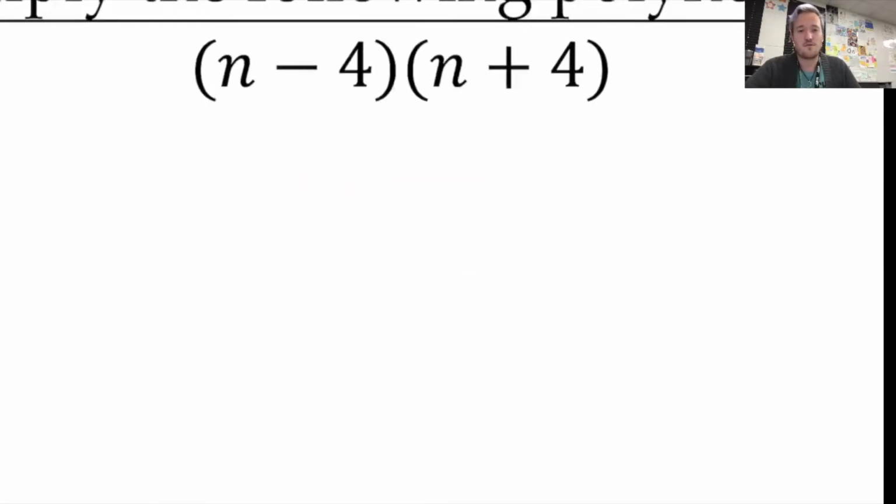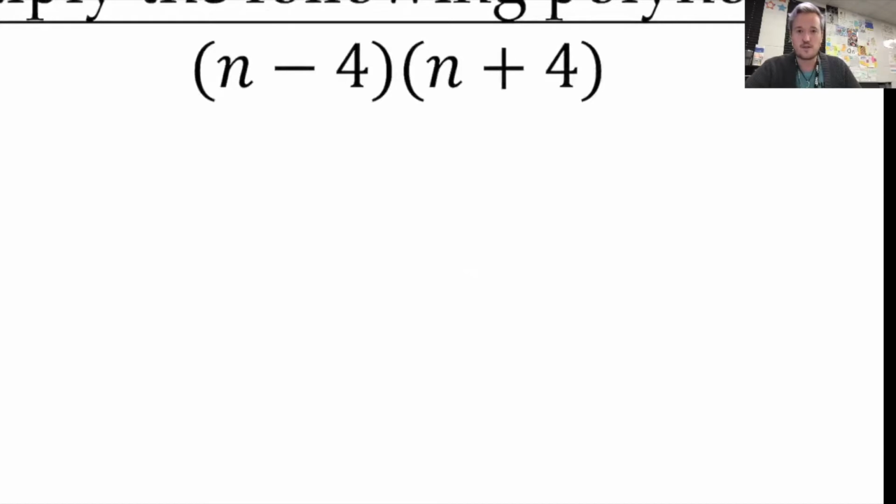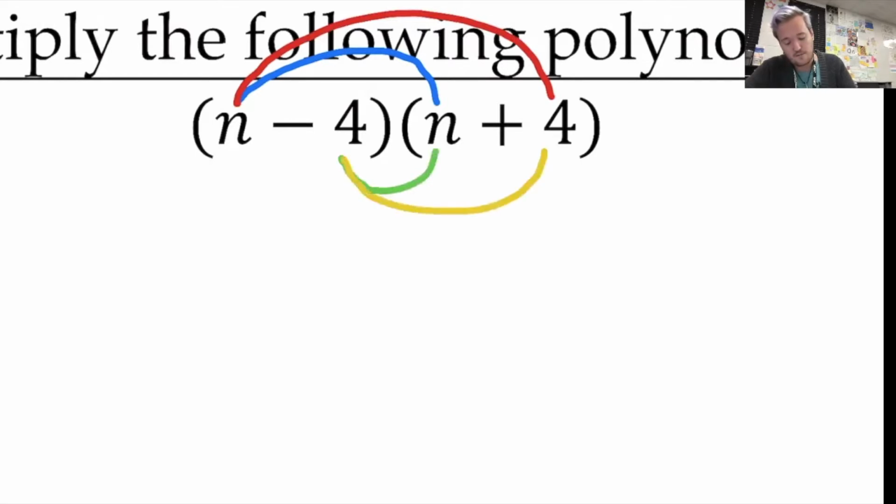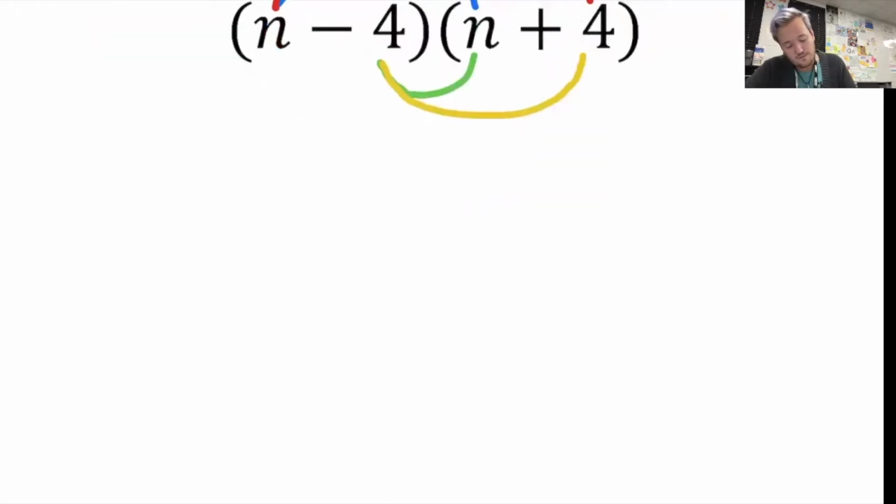So we're going to start off by multiplying two binomials together, just like before. A quick recap: if I do FOIL for this one, I'll multiply the first terms together, the outside terms together, the inside terms together, and the last terms together.